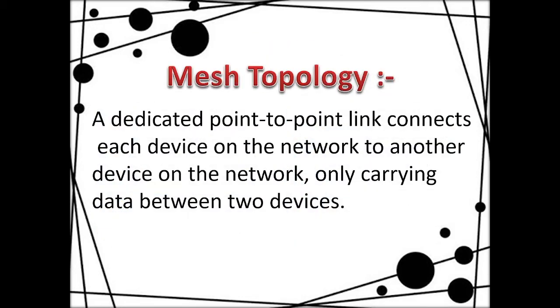So, what is mesh topology? A dedicated point-to-point link connects each device on the network to another device on the network, only carrying the data between two devices. Basically, in mesh topology, there is a point-to-point connection. There is no device between the two devices. There is only a single point-to-point connection between the two systems, two computers.